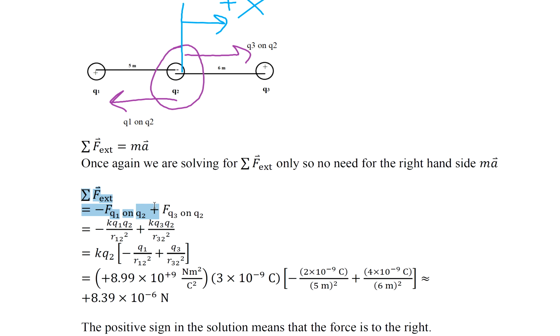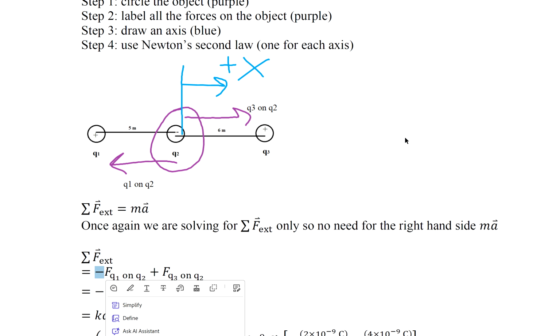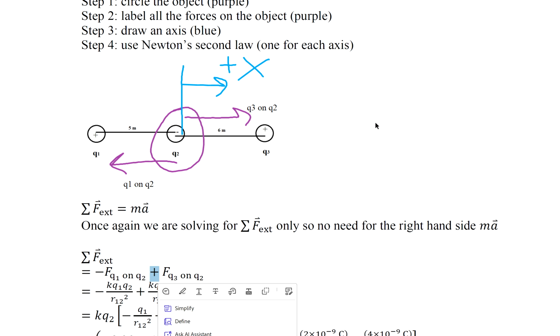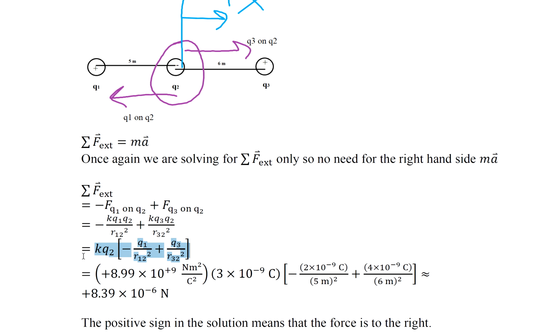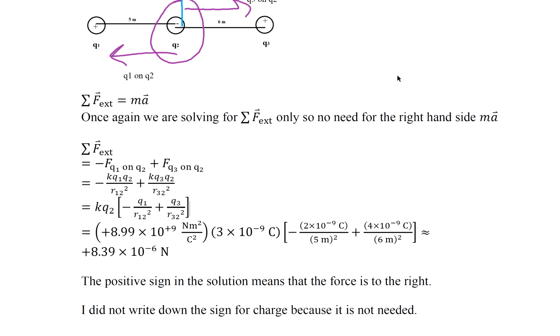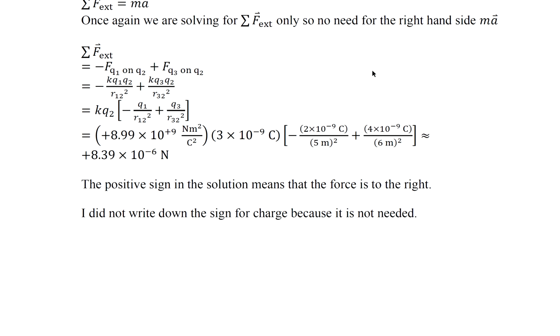So sigma F sub X is equal to minus force of Q1 on Q2 plus force of Q3 on Q2. There's a minus sign here because Q1 pulls Q2 to the left. There's a plus sign here because Q3 pulls Q2 to the right. So we get this. And then we get this by substitution, or by factoring. And putting everything in, we get this as our solution. So there's a positive sign, which means the positive x-axis. That means to the right. It's being pulled to the right, or pushed to the right.